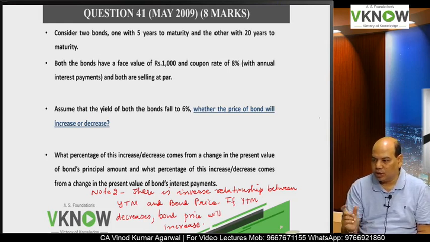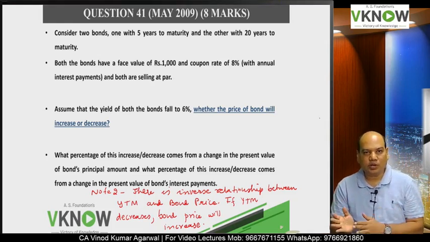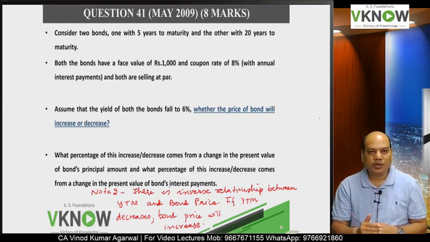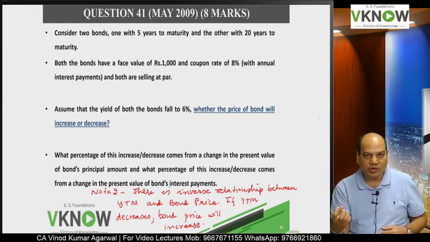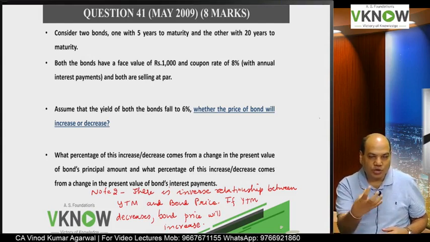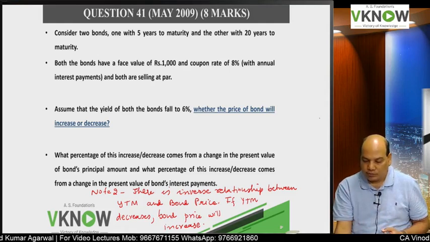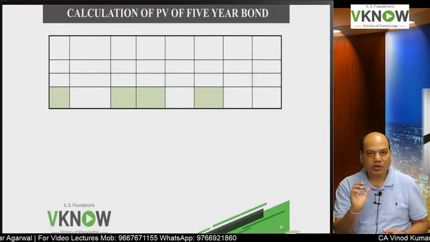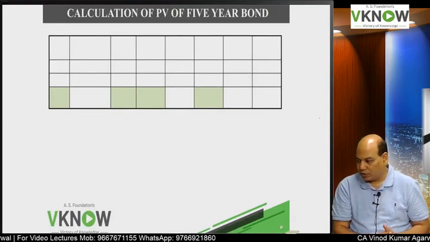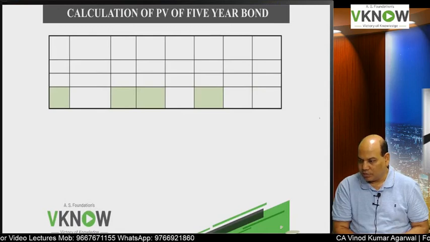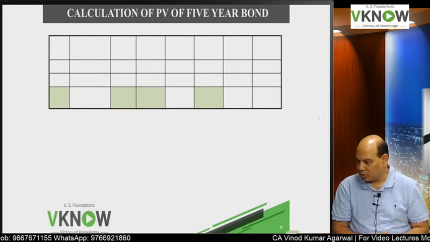Now I need to calculate what is the change in the bond price. Out of that change, how much change comes due to change in present value of coupon and how much change comes due to change in present value of the principal amount. So one by one we'll solve. First we will solve the 5-year bond. So write down, next line heading, before a table, calculation of PV of a 5-year bond.